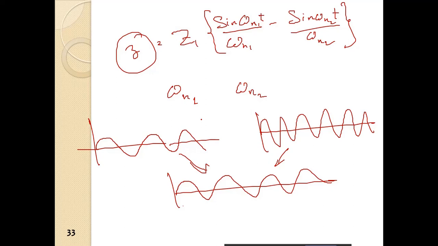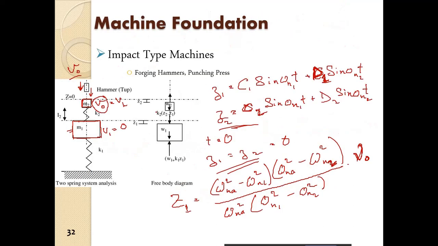So similarly, Z2 we can also obtain, and that part I'll leave it to you. It is just simple mathematical calculation, and it is not very tough. But if you look into that and correlate the two, then it will be easier.